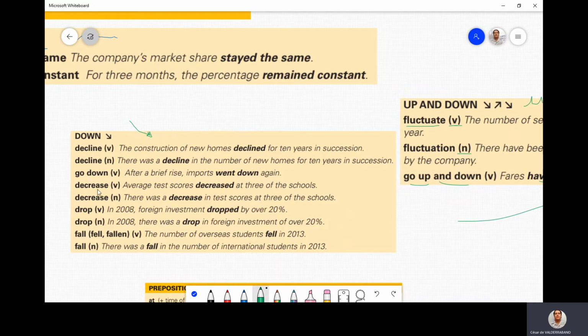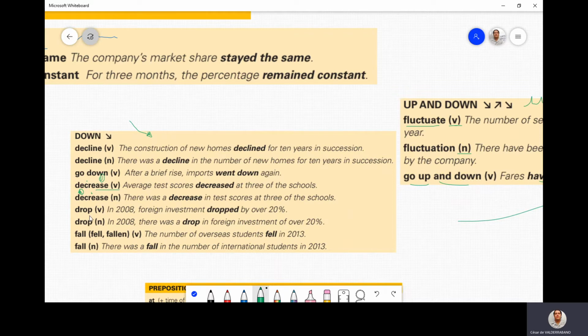Then we have decrease and decrease. We have the same word, but it has different functions. In the first, as a verb, we have to say it like this: decrease. Average test scores decreased at 3 of the schools. The next says decrease, like this. There was a decrease in test scores at 3 of the schools.